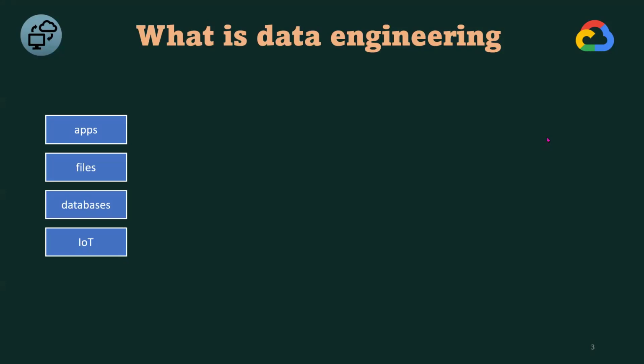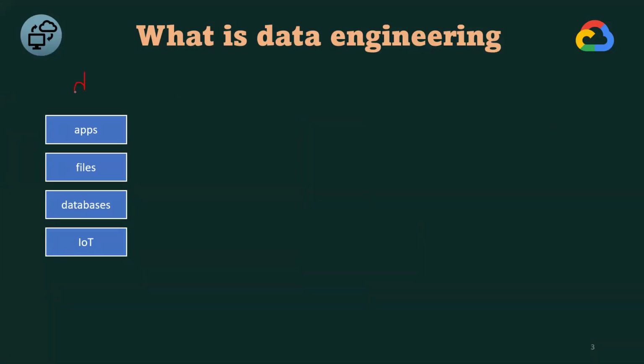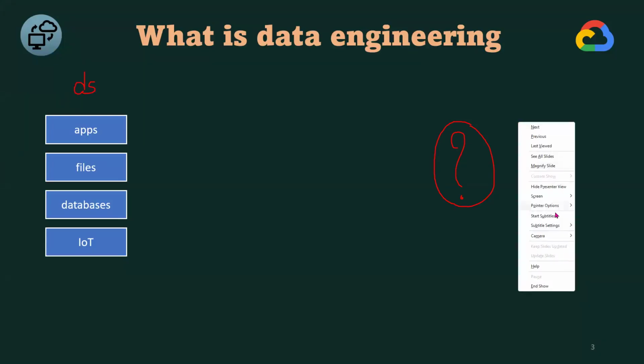So for that purpose, as a data engineer, you will be getting the data from some application, file formats, databases, or IoT devices. These are all your data sources, guys. These are all the data sources for the data engineer. Sir, what does the data engineer do with these data sources is the question. What are we going to do with these data sources?